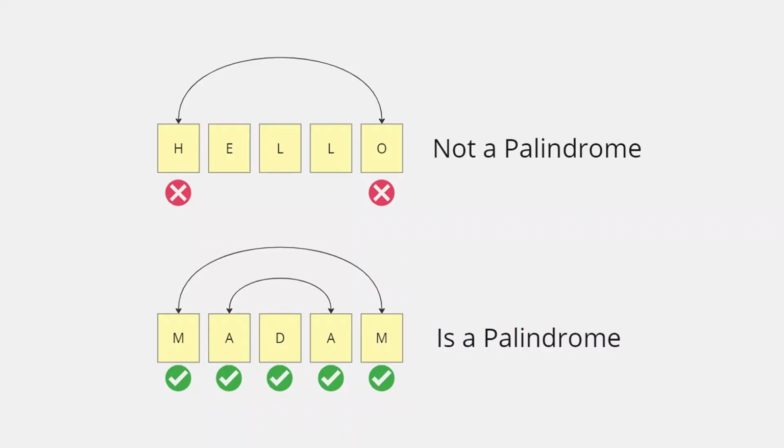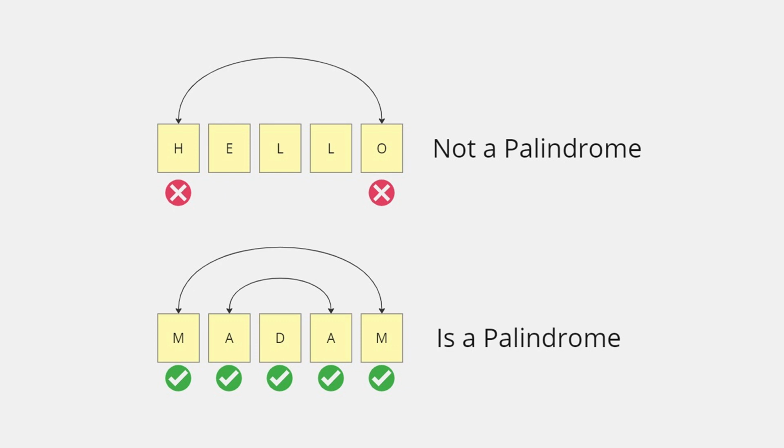Another approach to implementing isPalindrome is to use two pointers or indexes to compare the characters from the beginning and end of the string towards the middle. If at any point the characters do not match, the string is not a palindrome.